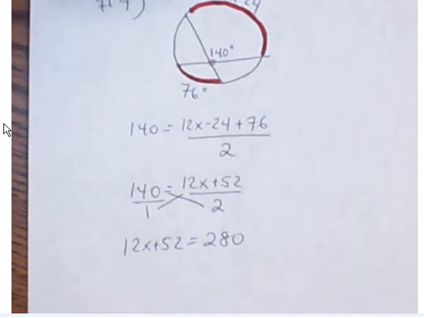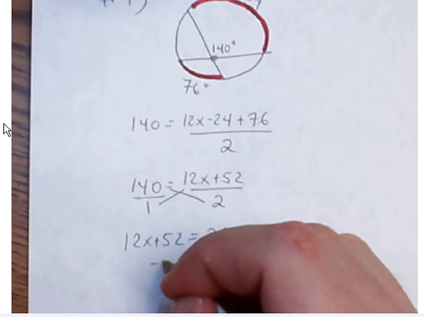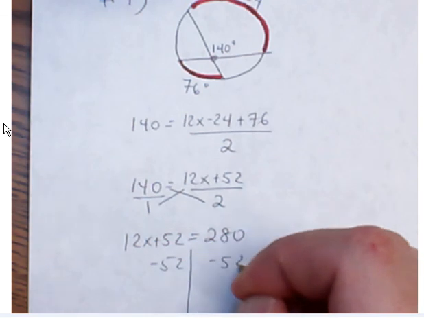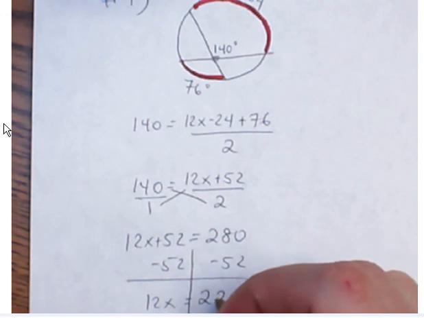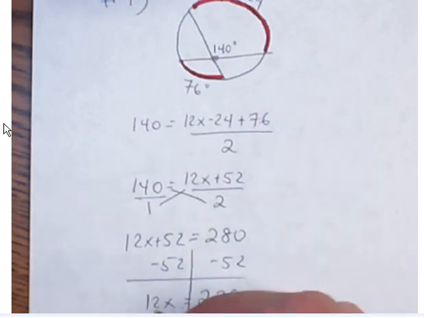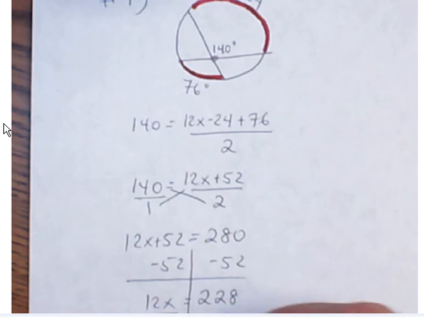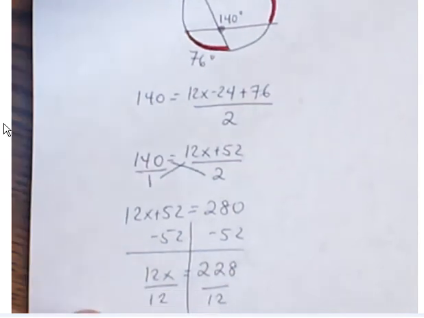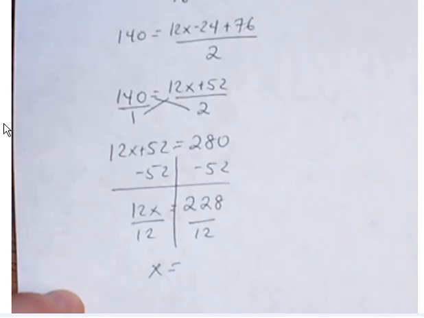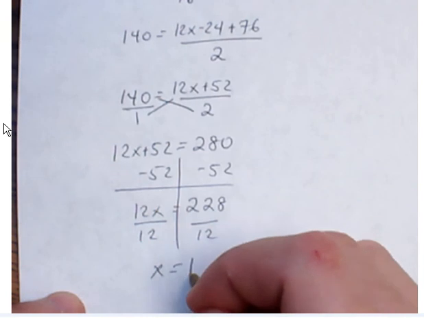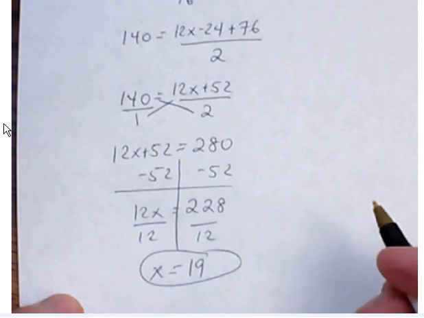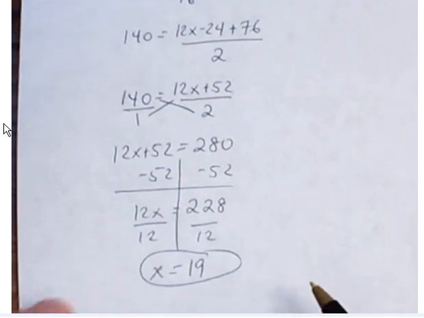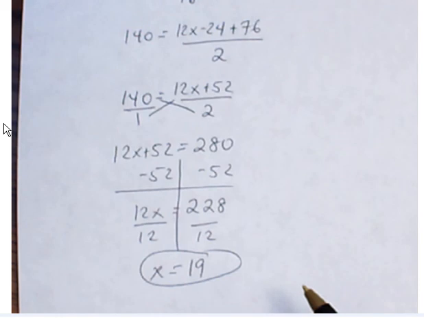And now we solve it. Minus 52, minus 52, we get 12x equals 228. We divide by 12, and x is equal to 19. And that's the answer. Okay, so what's the idea? If the angle is on the inside, then you add the 2 arcs, you divide by 2, so you do an average.